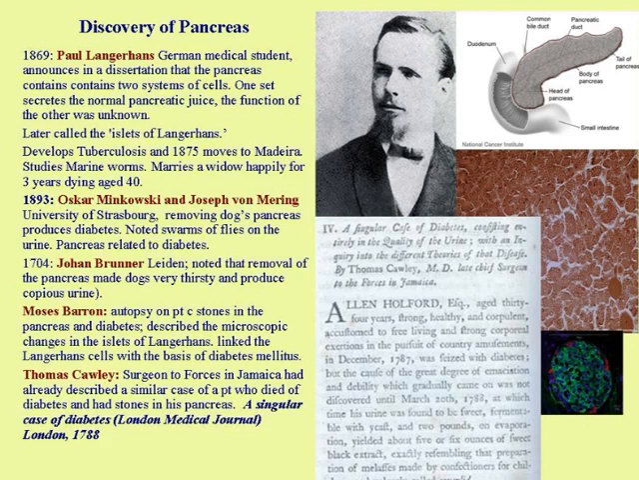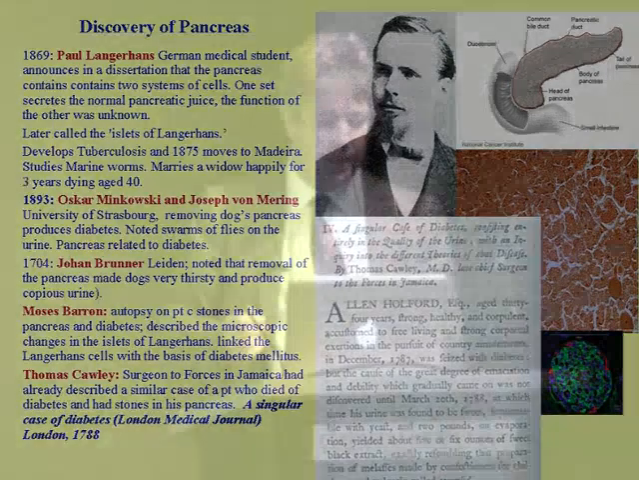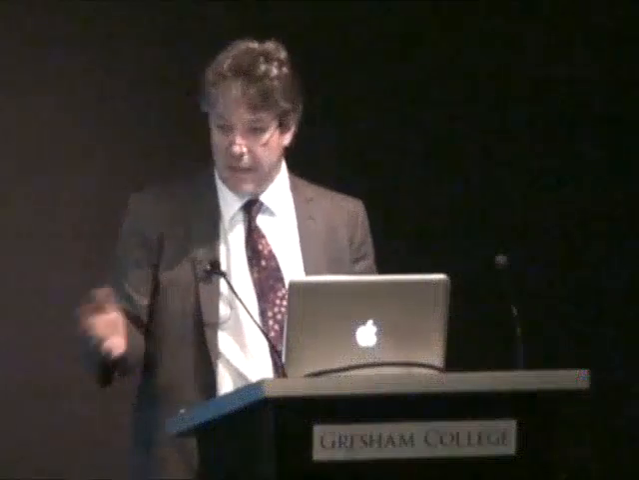Now, these islands of cells were called islets. Unfortunately, Langerhans develops tuberculosis, which he catches from a patient, and moves to Madeira, where he studies marine worms and becomes one of the world experts on marine worms. He marries a widow, blissfully happy for 3 years, and dies at the age of 40.